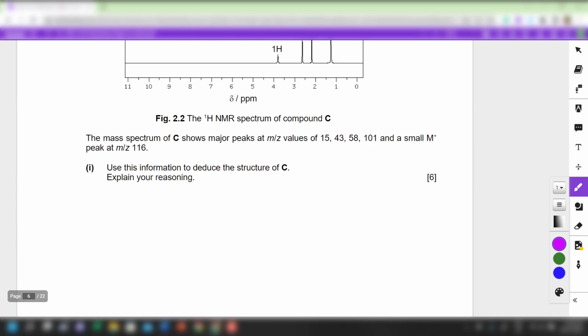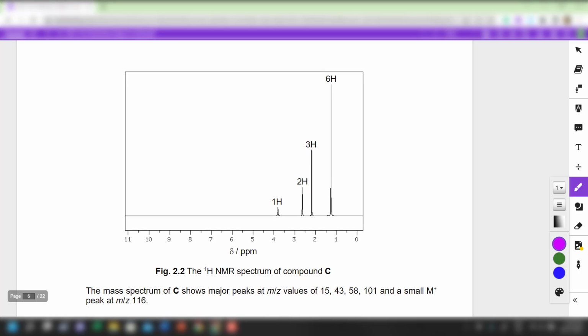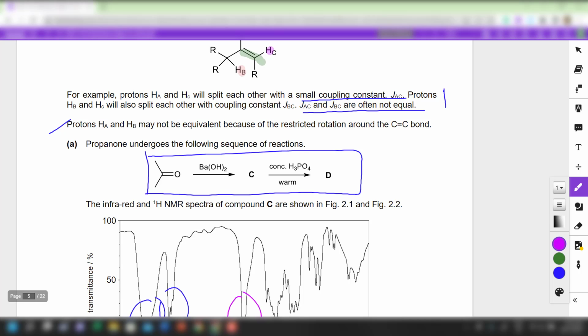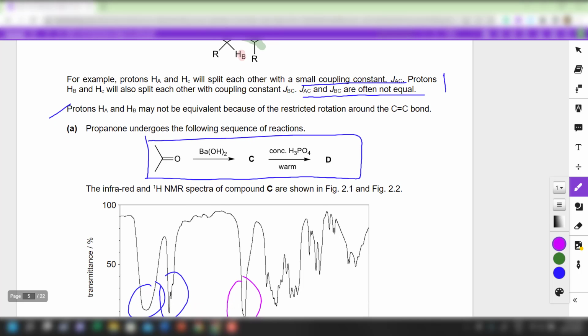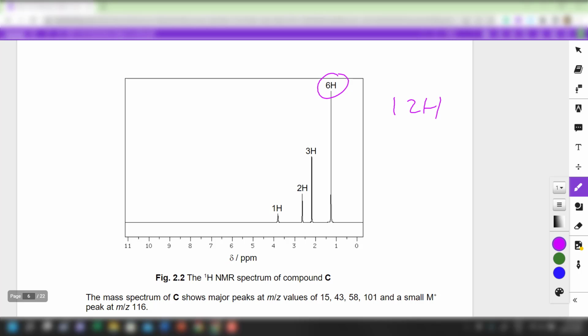Then moving on to the 1H NMR, you notice that there is a total of 12 protons, 12 H's. If you take a look at the original propanone, there are 6 H in total. So you could guess that probably C is formed from some form of reaction between two propanone molecules. Of course, the most obvious example will be this particular signal over here, which contains 6 hydrogens. So this is a singlet, a singlet containing 6 hydrogens.